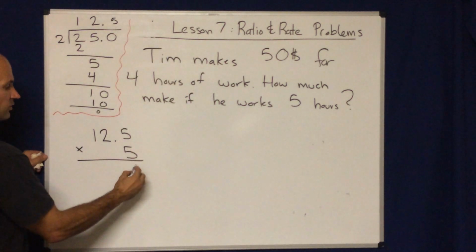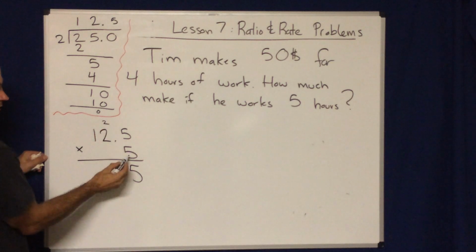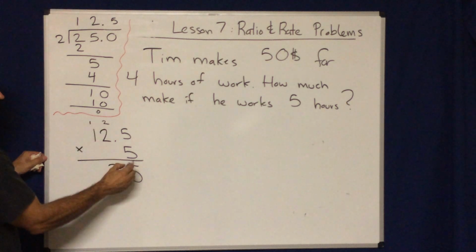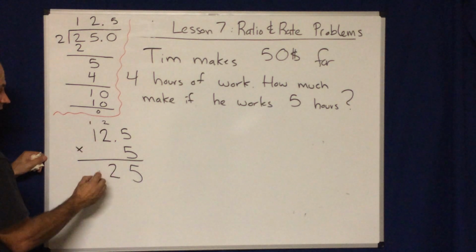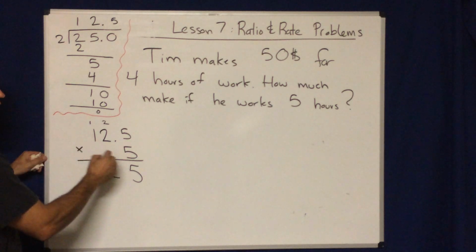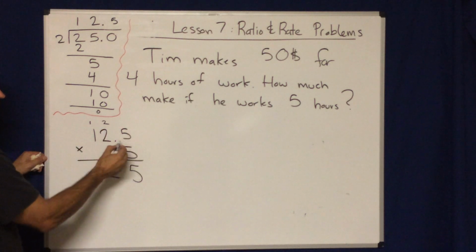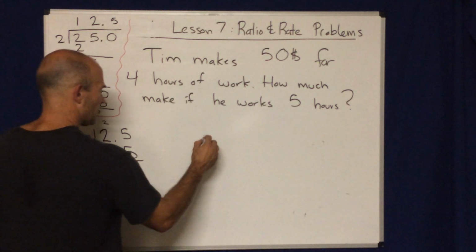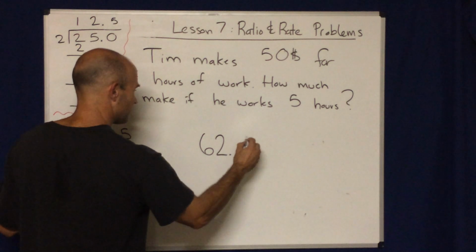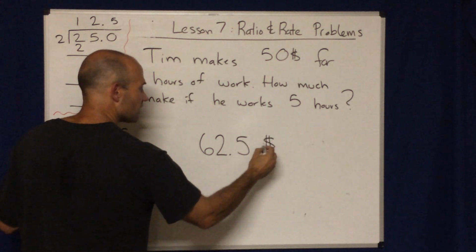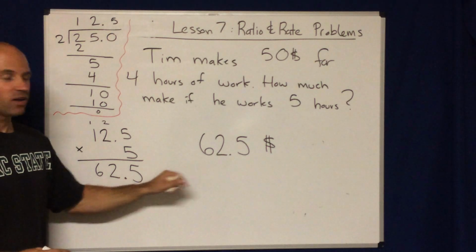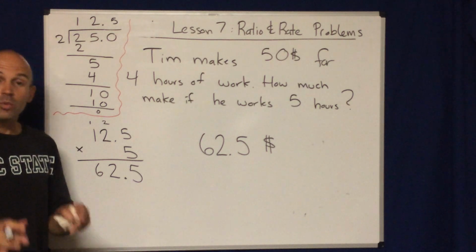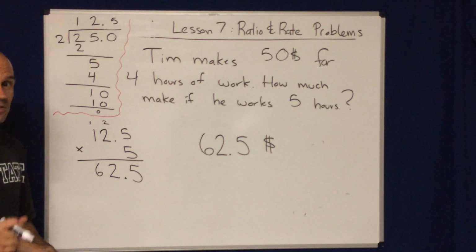And so 5 times 5 is 25. 5 times 2 is 10, and I add that little 2. 5 times 1 is 5, and I add that 1 there. The total number of decimal places I see here is 1, just this 1 decimal place right here. So my answer has 1 decimal place as well. So in the end, for 5 hours of work, Tim will make $62.50. So certainly more involved, but with enough time and patience and persistence, you can do it.